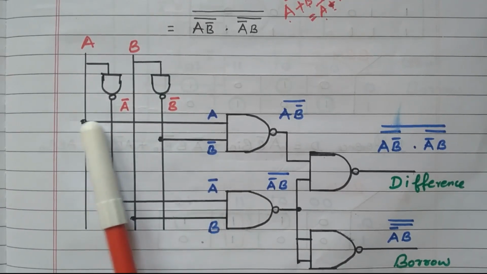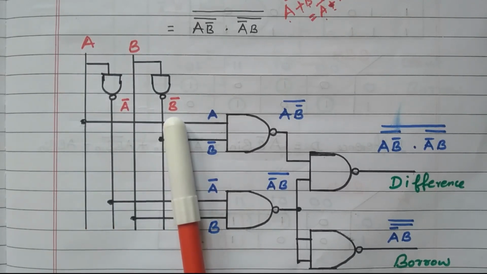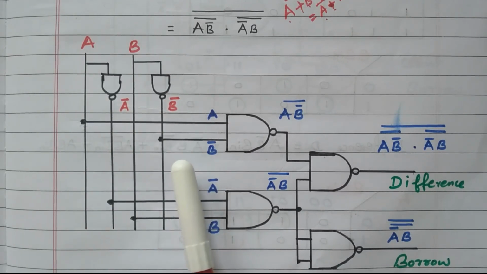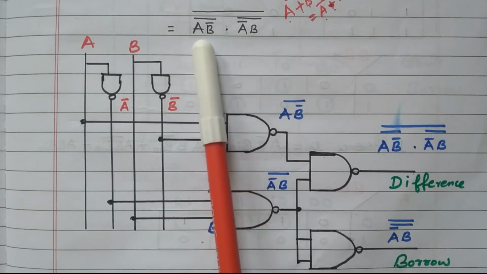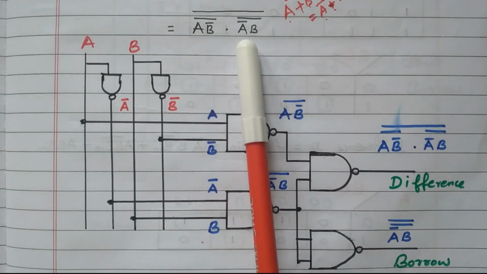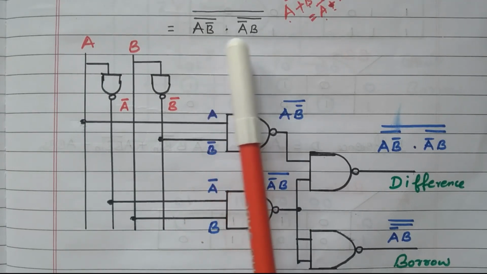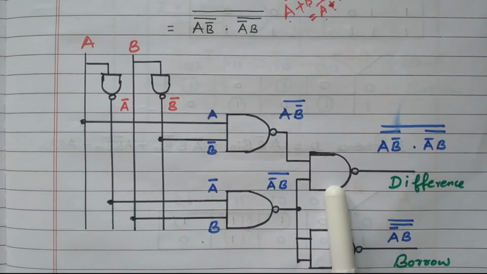So now all 4 inputs are available: A, A bar, B, B bar. We can use these 4 inputs for the logic circuit. For implementing this, here we need one NAND gate, and here we need one NAND gate. In order to multiply these two, again we need one more NAND gate. So 2 NAND gates are available, and for further operation, one more NAND gate.